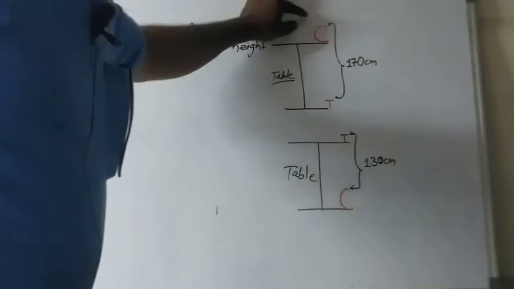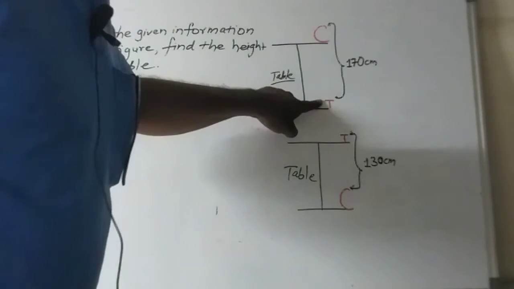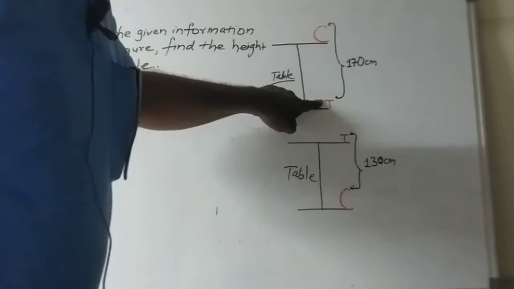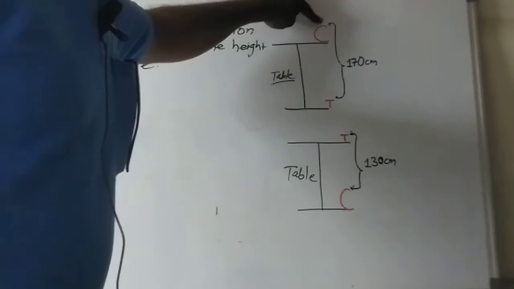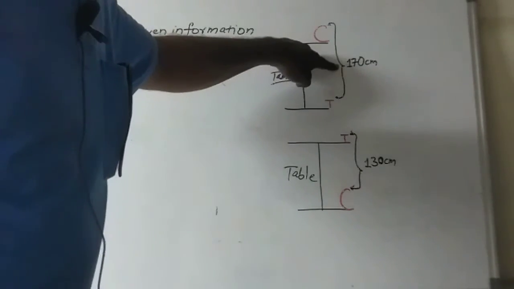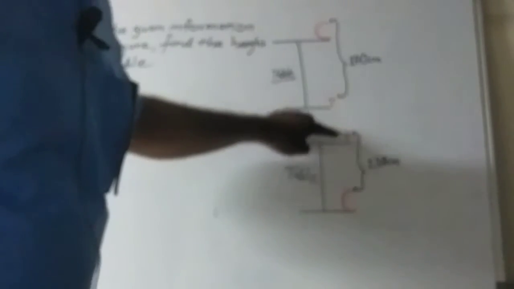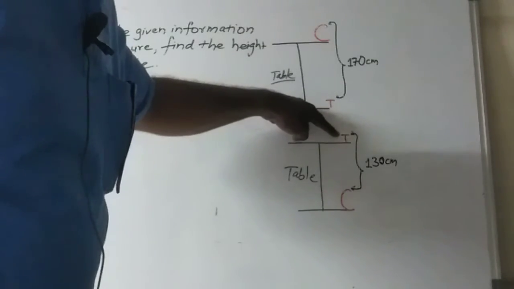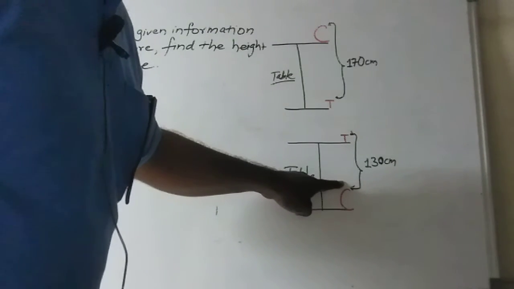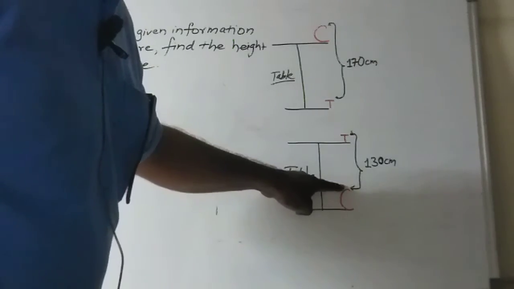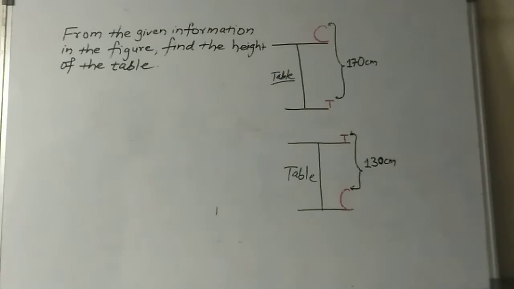Now there is a cat on the top of the table and there is a tortoise at the bottom of the table. The height from the top of the tortoise to the top of the cat is given as 170 centimeter. And in case 2, the position of the cat and tortoise is interchanged. Now the tortoise is at the top of the table and the cat is sitting at the bottom. In the second condition, the distance between the top of the cat to the top of the tortoise is 130 centimeter. I am going to find out the height of the table.